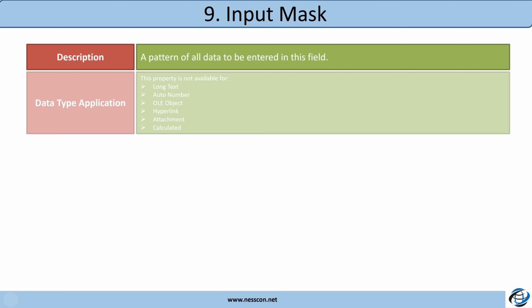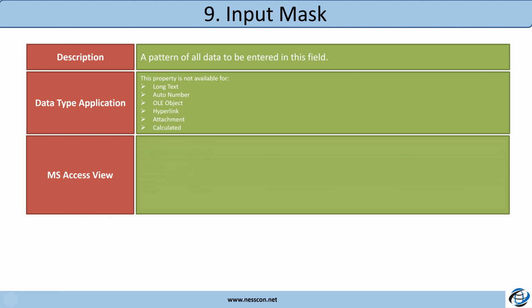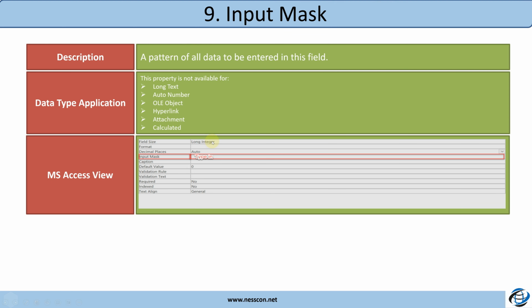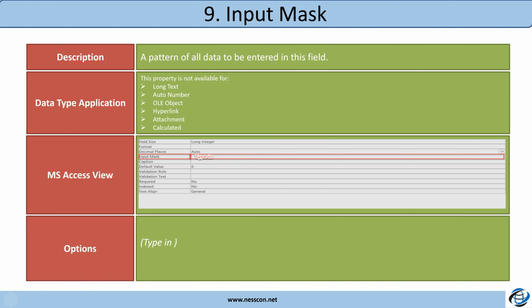This property is not available for long text because you cannot create an input mask for it, and for auto number, OLE object, hyperlink, attachment, and calculated. Access view is like this. This is input mask, and you can type in your input mask over here. And options are just type in. So you can type in over here.